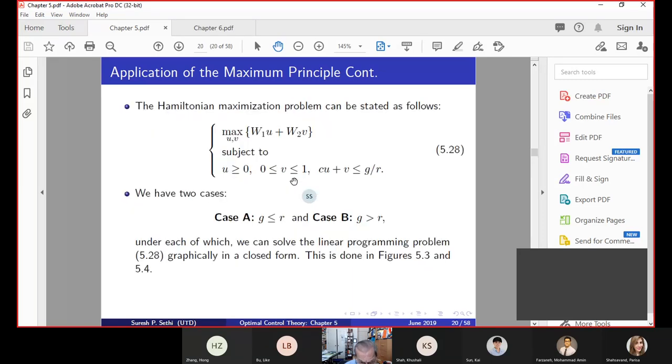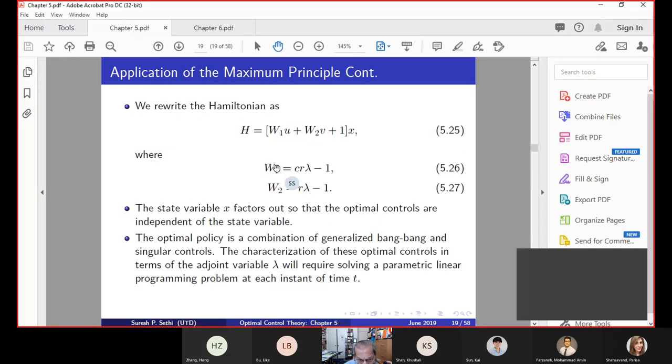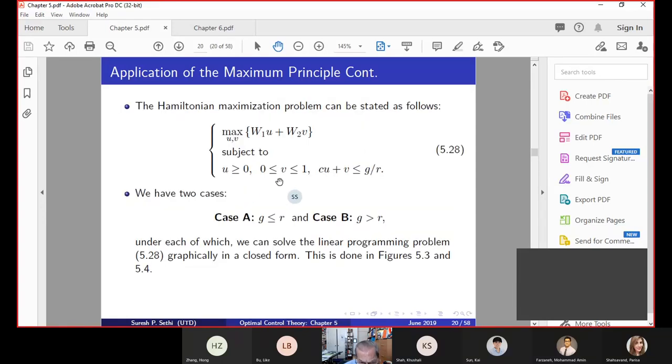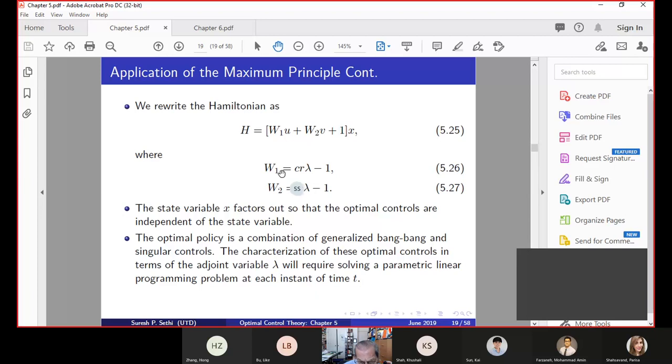And the reason is this. Note W1 is C times R lambda minus 1, and W2 is R lambda minus 1, and C is less than or equal to 1. In fact, it's strictly less than 1 in our case, okay? So that means that if this guy is positive, then W1 is always going to be less than W2, right? If this guy is negative, that's a different story. So what's going on is you can always show that when W2 is less than 0, then W1 will always be less than 0, right? Because if this is less than 1, C times R lambda is even going to be less than R lambda. So W1 will be more negative.